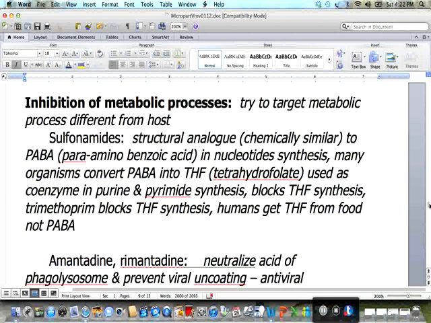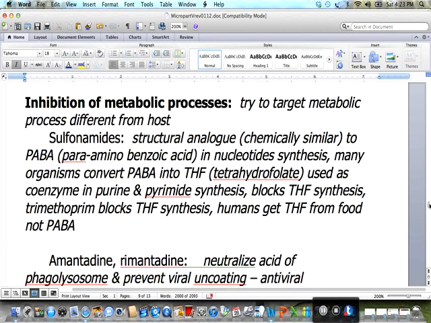With drugs that inhibit metabolic processes, we try to target metabolic processes which are different from the host. The sulfonamides are structural analogs to PABA, or para-amino-benzoic acid, used in nucleotide synthesis. Many organisms convert PABA into THF or tetrahydrofolate, used as a coenzyme in purine and pyrimidine synthesis. Sulfonamides, like trimethoprim, block THF synthesis. This does not target human cells because we get THF from food, not PABA.